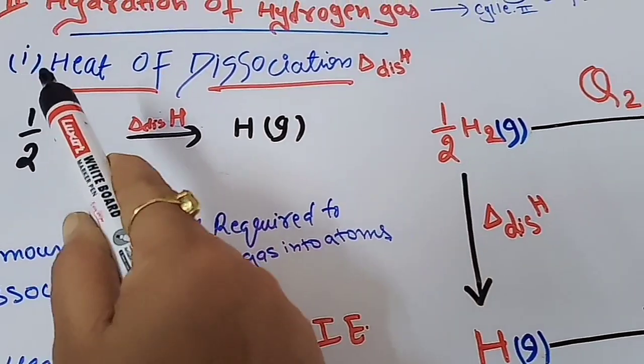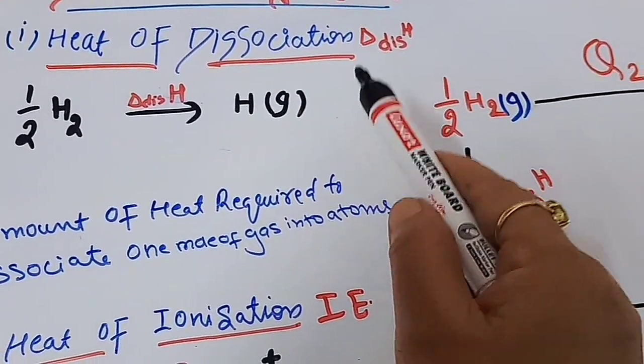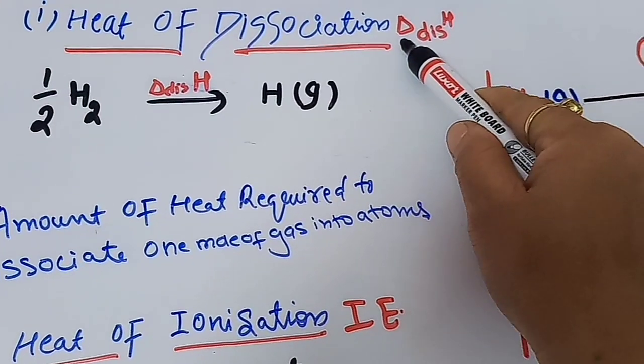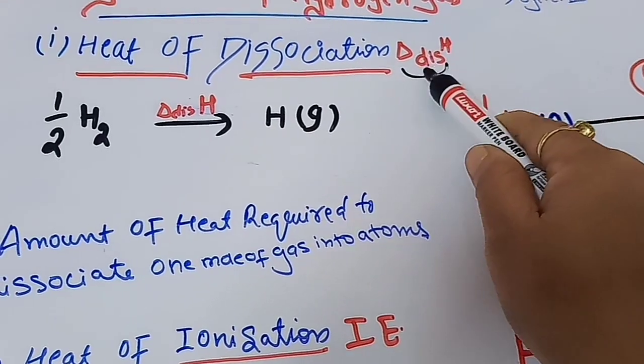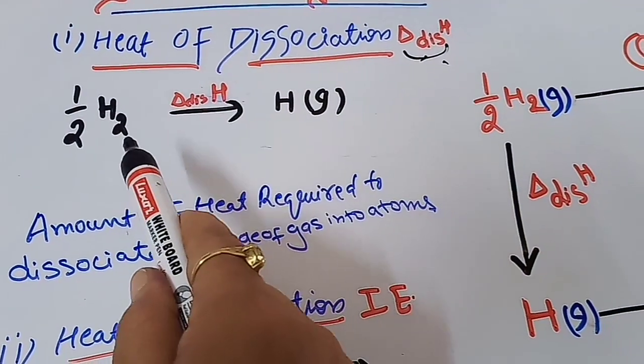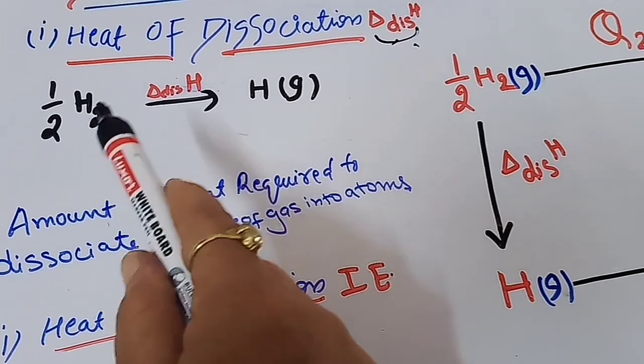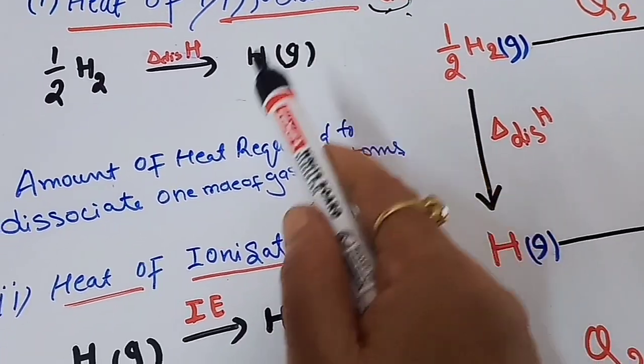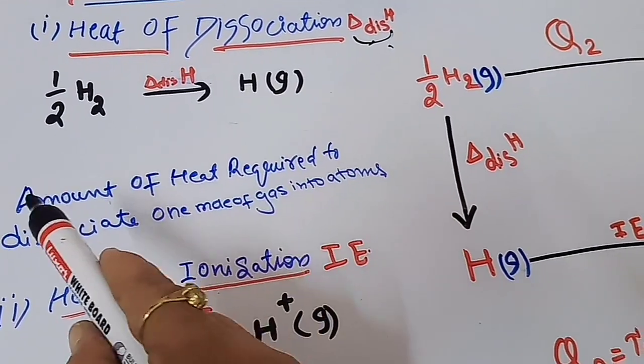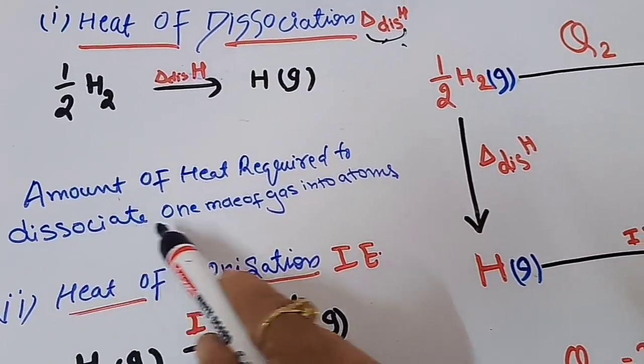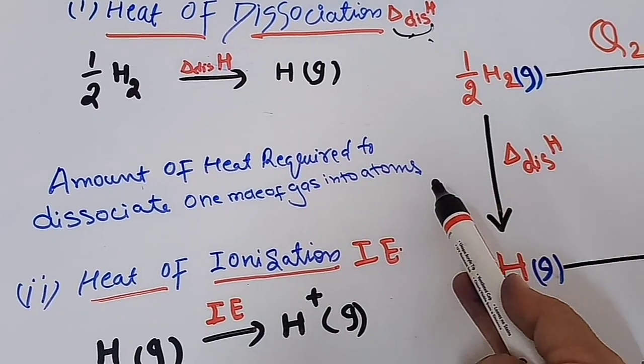The first is the heat of dissociation, symbolized as delta H dissociation, and we can say that molecular hydrogen gas is converting into atomic hydrogen. And what is heat of dissociation? It is the amount of heat required to dissociate 1 mole of gas into atoms.